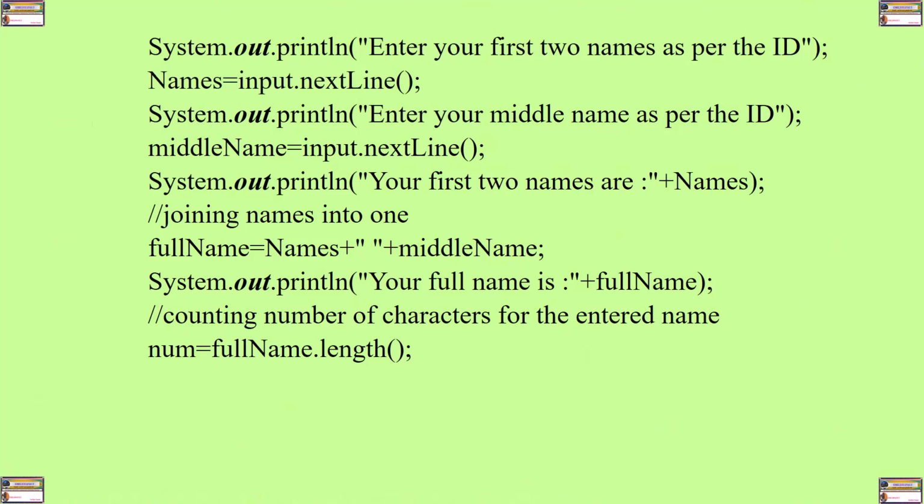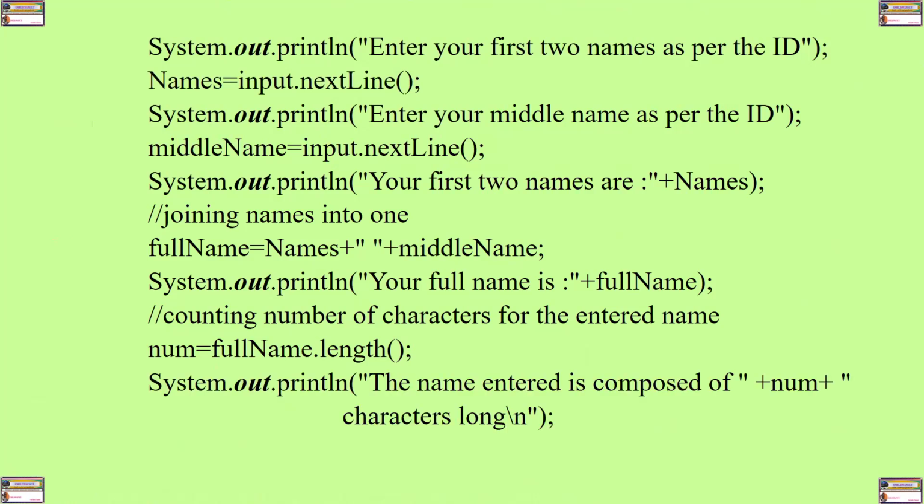So it will compute the size of the text in the memory location called full name, and the answer will be stored in memory location called num, which of course is of type integer. And therefore, we can display a statement like "The name entered is composed of", so we specify the number of characters, or we pick the value in the memory location called num, display it there, "characters long".